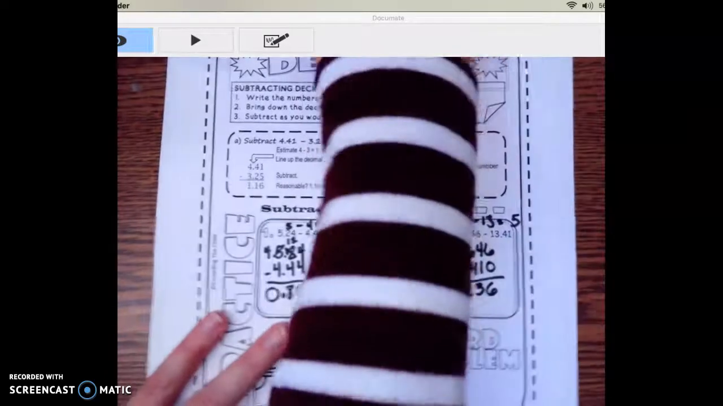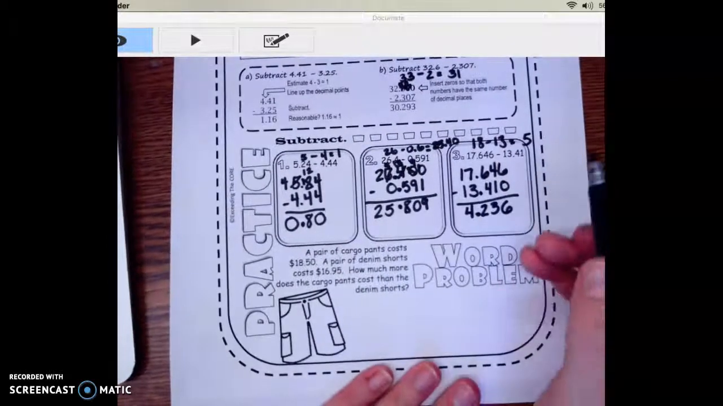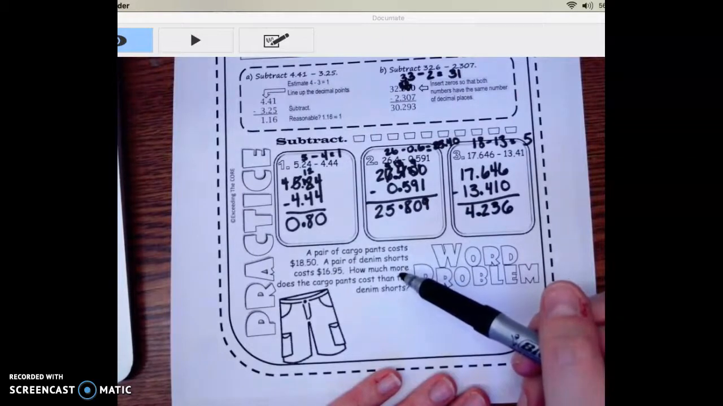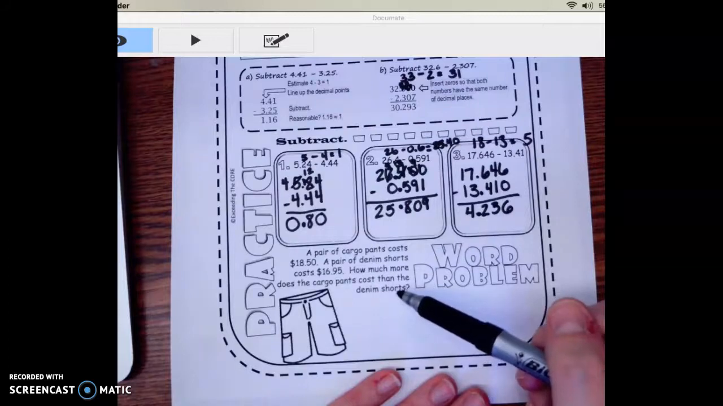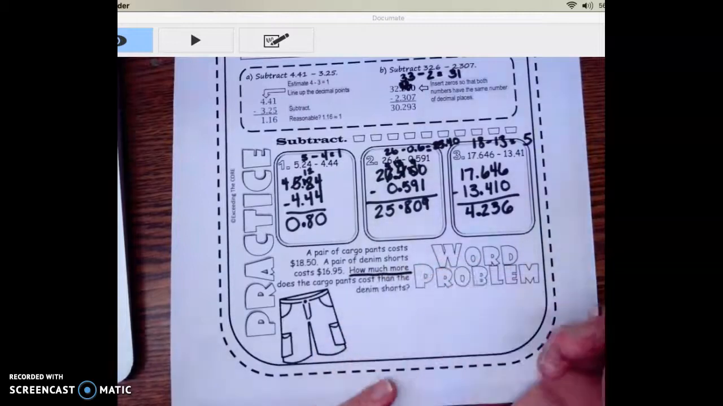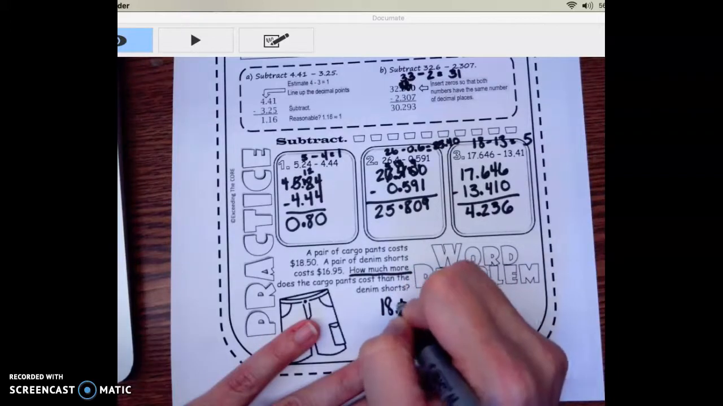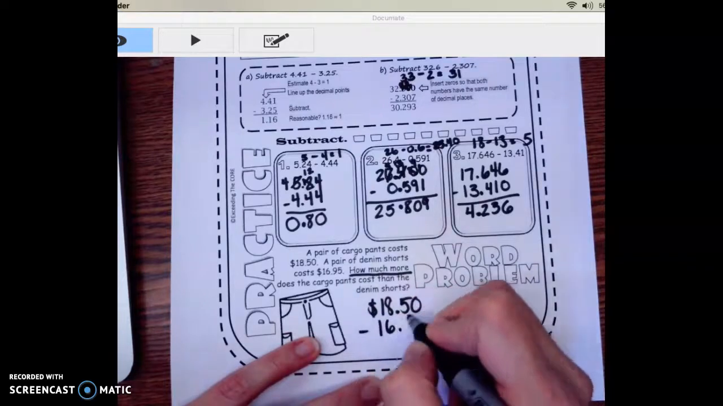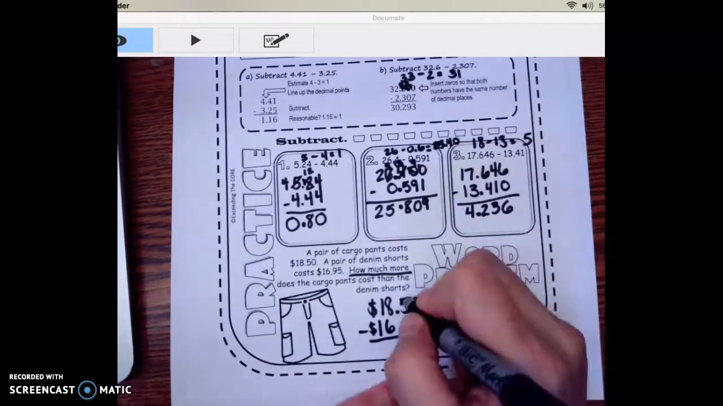Okay, this last one is a word problem. A pair of cargo pants cost $18.50. A pair of denim shorts cost $16.95. How much more does the cargo pants cost than the pair of shorts? So here's my clue that this is a subtraction problem. So I'm going to subtract $18.50 minus $16.95.